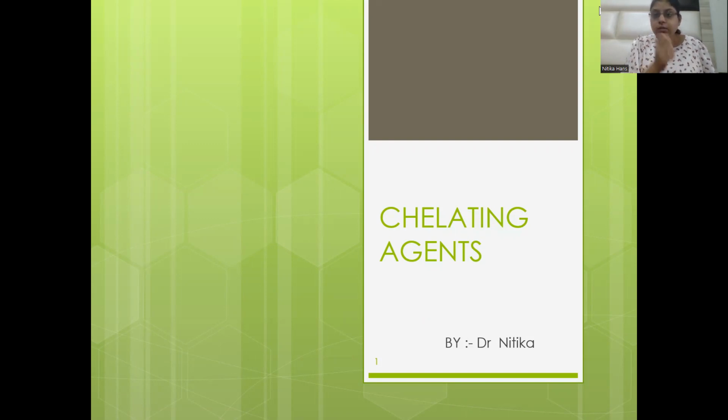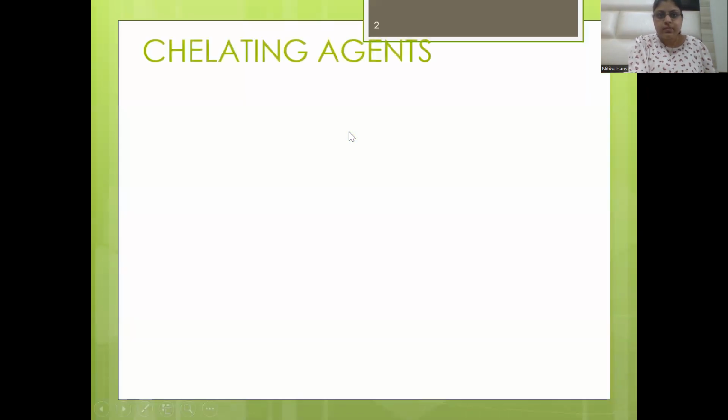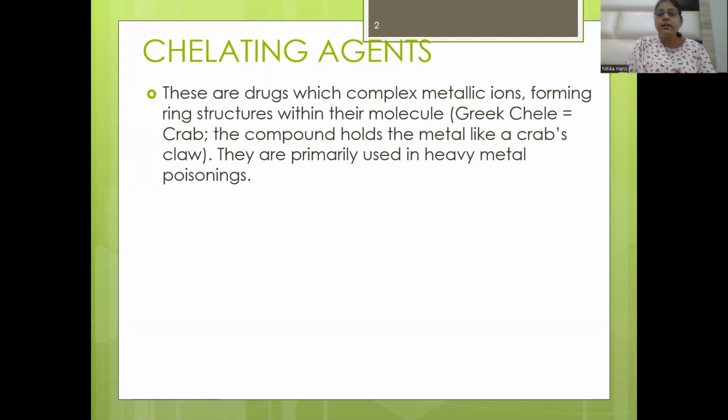And now I'm going to discuss with you the topic chelating agents, such as heavy metal antagonists. Now, what are chelating agents? Whenever there is heavy metal poisoning in our body, these compounds make a complex with the heavy metals, and these complexes get excreted. They form stable, non-toxic complexes, and these get excreted outside in the urine.